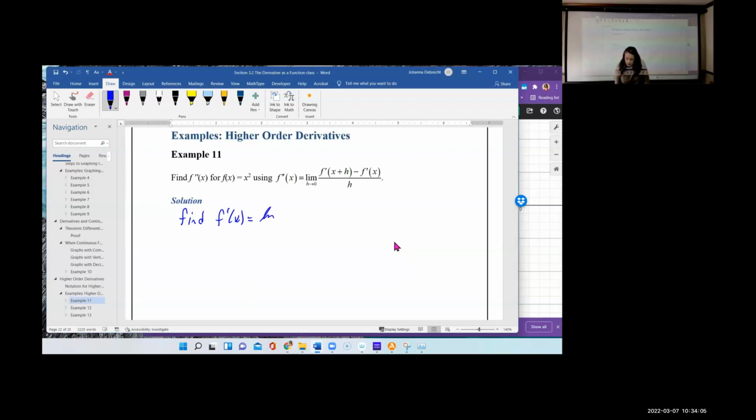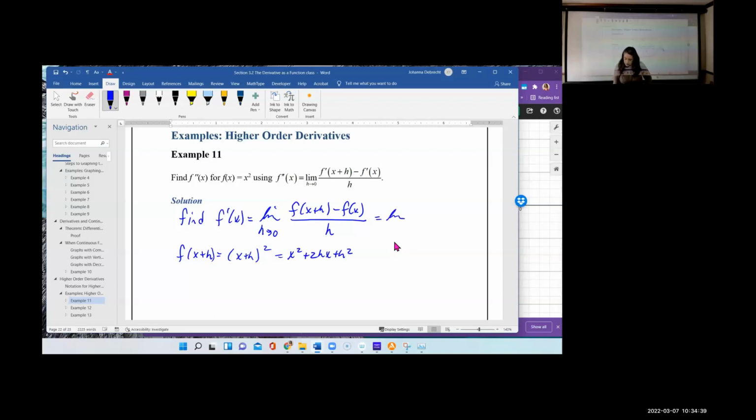And f prime of x is the limit as h goes to 0 of f of x plus h minus f of x, all divided by h. All right. So then we can find f of x plus h, which is something squared. Replace it with x plus h. That gives us x squared plus 2hx plus h squared.